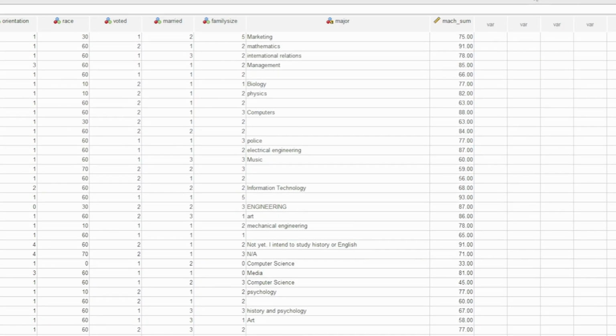As far as I know, anything below 80 represents low Mach, and anything over 80 represents high Mach. But of course, you don't want to categorize data when you have a scale format. Continuous data is always better than categorical data. So we'll leave it as that.